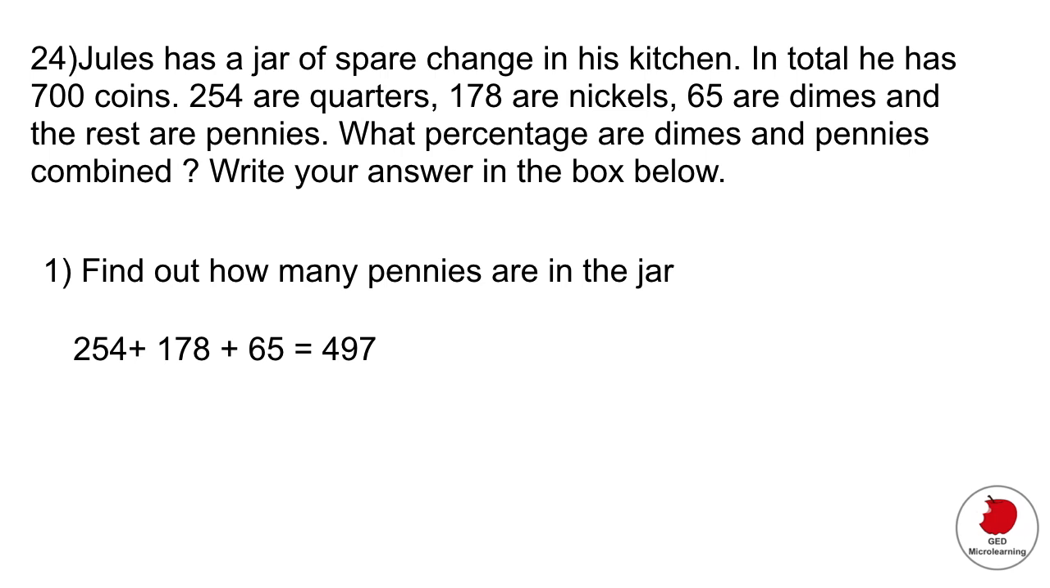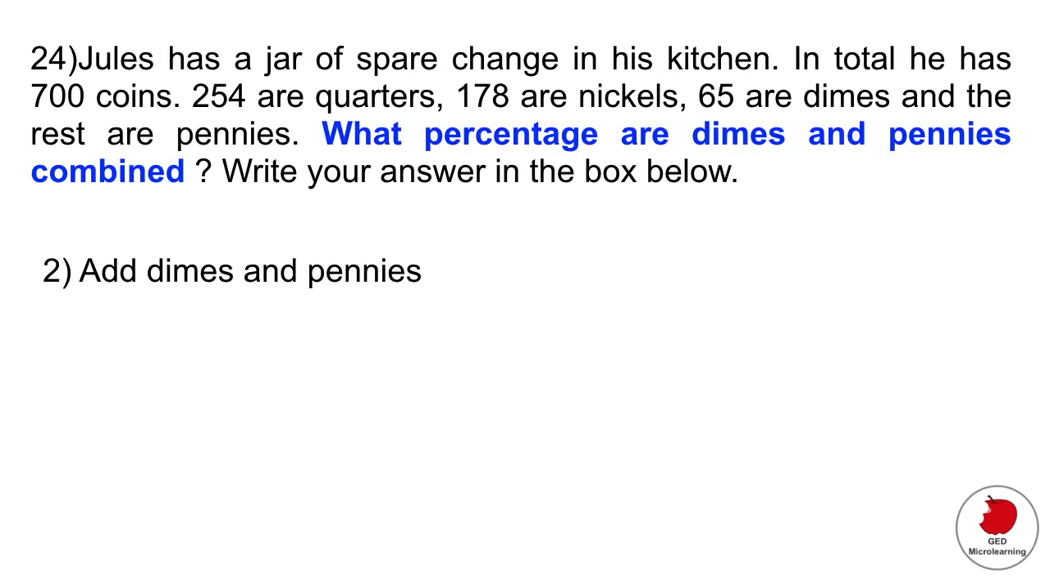So if we add the quarters, nickels, and dimes, we end up with 497. So in order to find the pennies, we would just subtract that number from the total number of coins. Okay, so 700 minus 497. That gives us that we have 203 pennies. All right, the next thing that we're going to do is that in the question they ask us what percentage are dimes and pennies combined. So we would add the number of dimes, which was 65, plus the number of pennies, 203, that gives us 268.